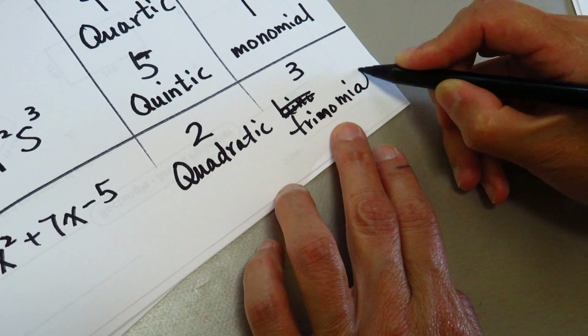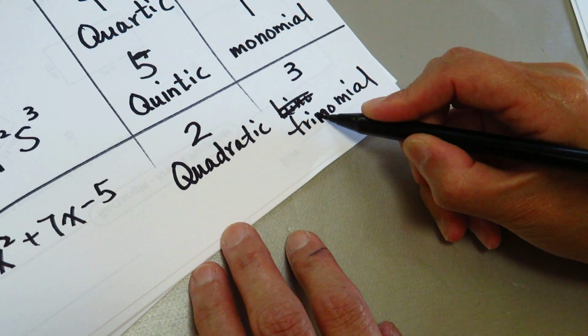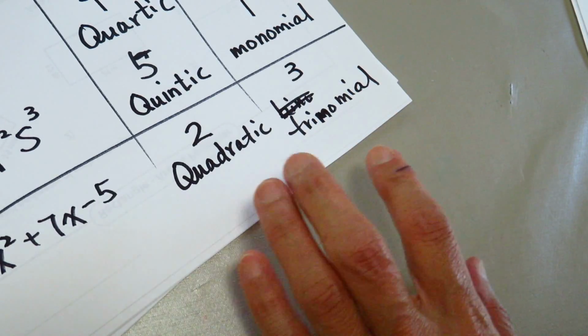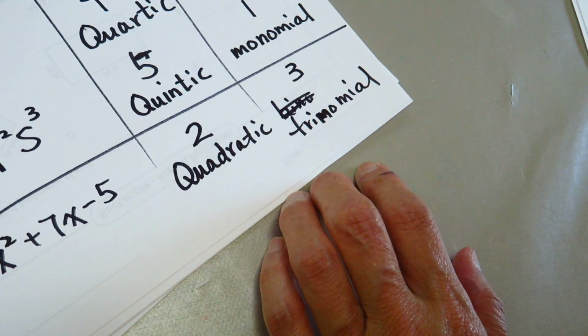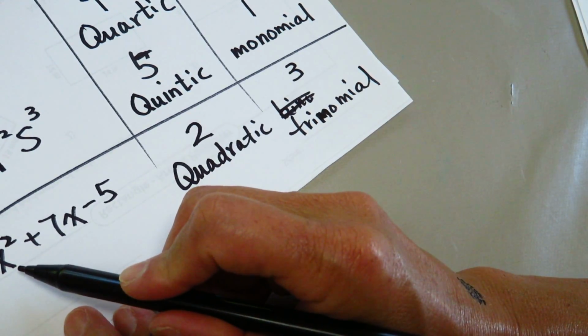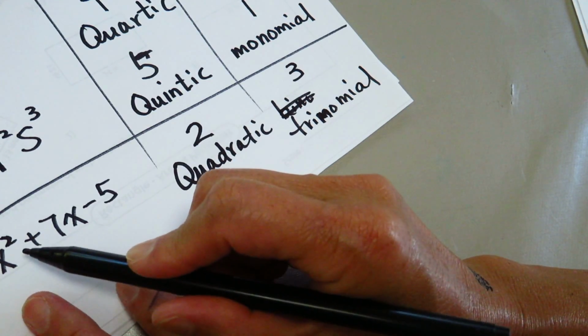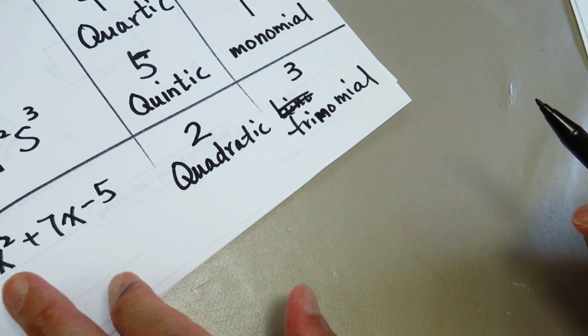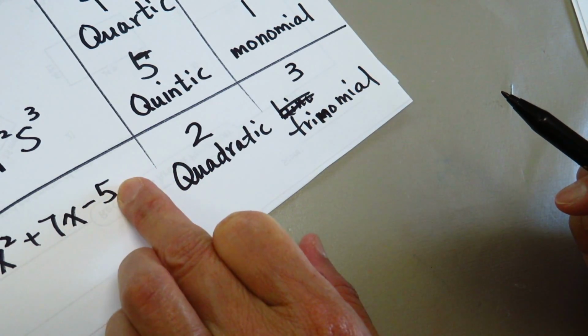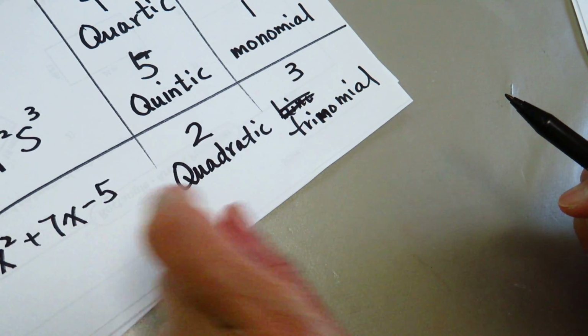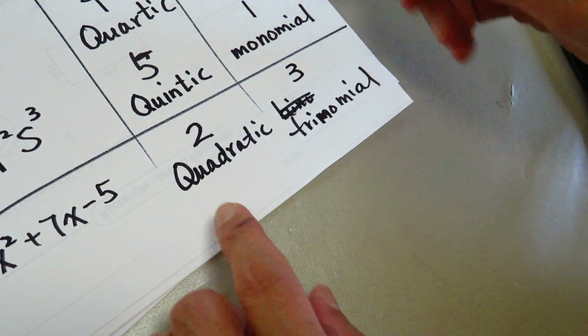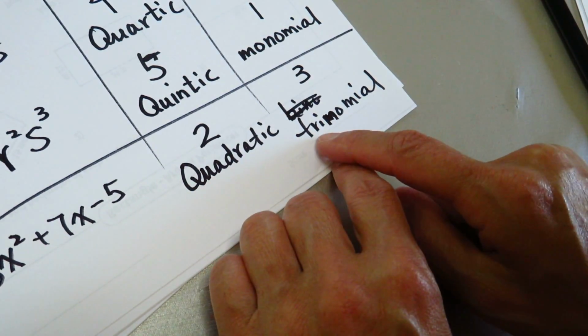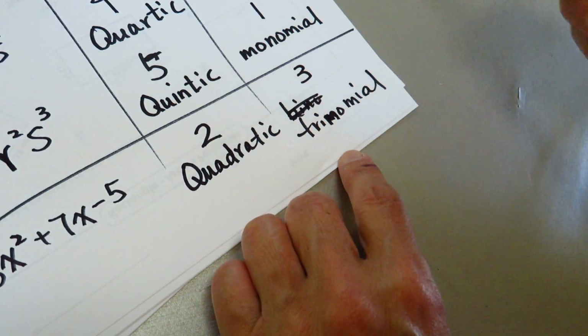trinomial. I'm sorry, I'm not very familiar with it because I learned mathematics in Chinese. So this is a quadratic trinomial: 3 terms to the degree of 2. Okay, makes sense? So quadratic trinomial.